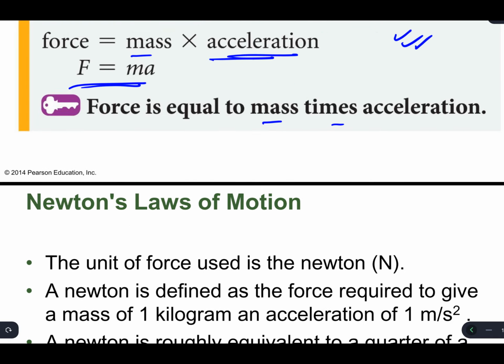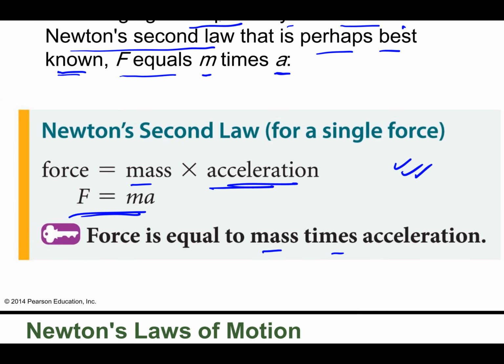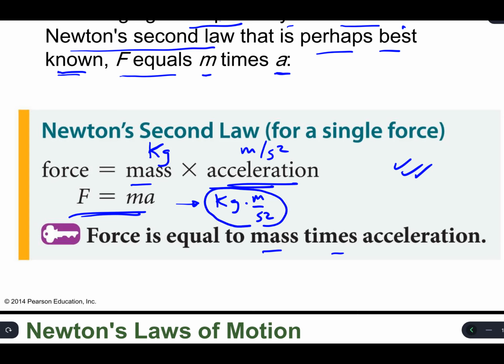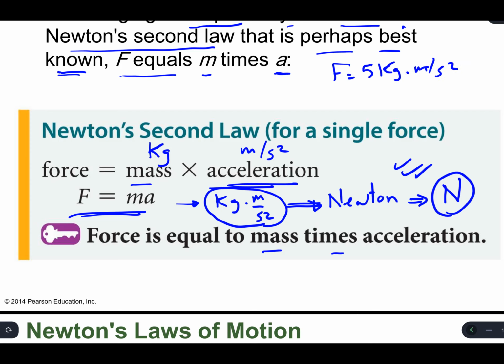Let's speak about the units. The SI unit for mass is the kilogram. The SI unit for acceleration, as we said before, is meter per second square. So the unit of force is kilogram meter per second square. We call it Newton. The abbreviation is capital letter N. So I can say that the force equals 5 kilogram meter per second square, or 5 newtons.